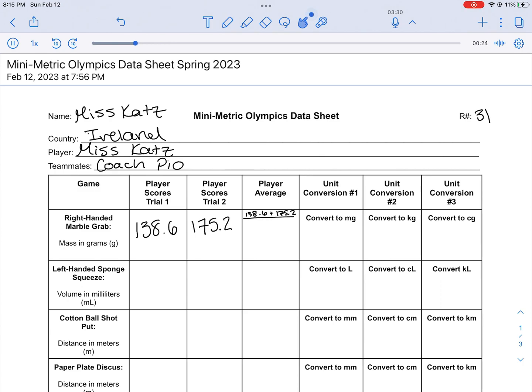Now because we have 2 numbers, we're going to divide the sum of those numbers by the total amount of numbers. So we have 2, so we're going to divide it by 2. Now we add those together, our sum is 313.8. Divide that by 2, and that gives us an average of 156.9. And we know that this is in grams because it says that over here in the right-handed marble grab.